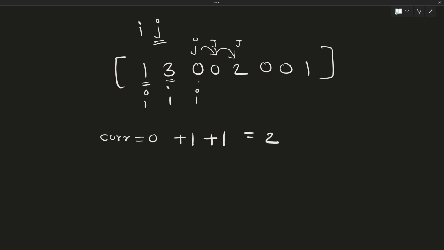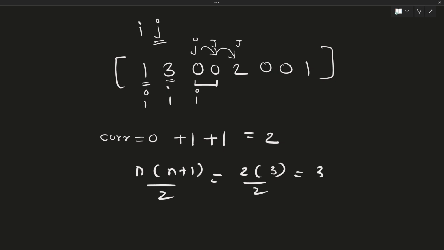and since we got our subarray of size 2 which is filled with zeros, we can make our calculation based on n into n plus 1 by 2. So it would be simply 2 into 3 by 2, which is equal to 3. So we will add this in our answer. So our answer was initially 0. Let's add it by +3.